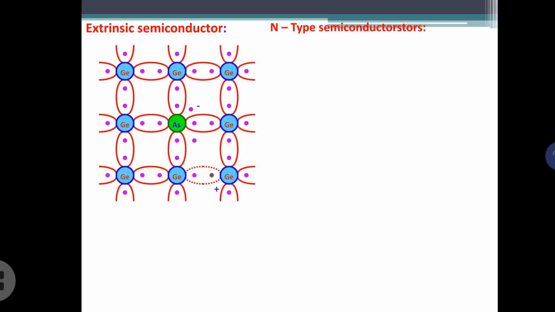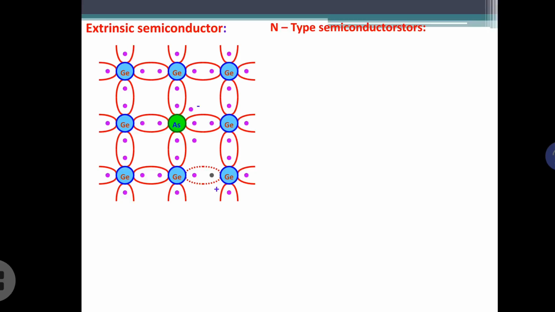Okay, so here we have seen only one arsenic atom. Likewise, doping means a small concentration of the impurity atom will be added to the pure form of semiconductor. So at different sites of the germanium crystal, germanium atoms will be replaced by arsenic atoms. As a result, each arsenic atom contributes 1 free electron to the crystal lattice. Likewise, the number of free electrons in the crystal lattice increases, thereby improving the conductivity of the semiconductor material.